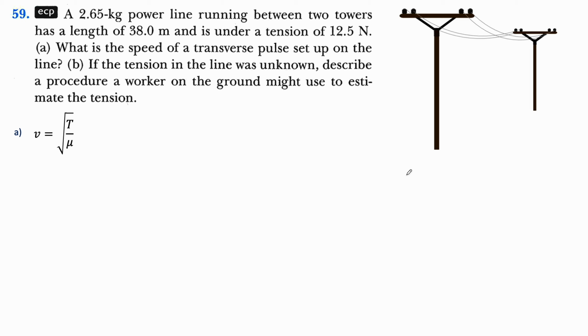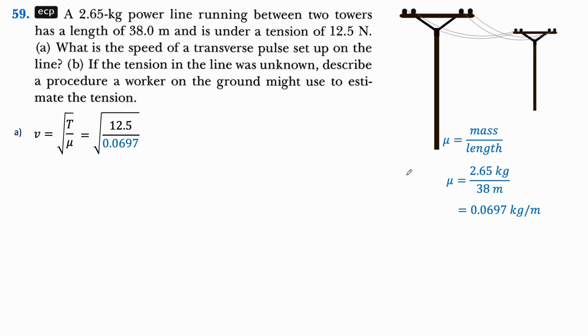If you remember the equation for the velocity of a wave inside of a string or rod, it's equal to the square root of the tension over mu. And you might say, whoa, wait a second, what's mu? Well, mu is the mass per unit length. In this case, we know the mass of the wire is 2.65 kilograms, and its length is 38 meters. And so we can figure out mu is 0.0697 kilograms per meter.